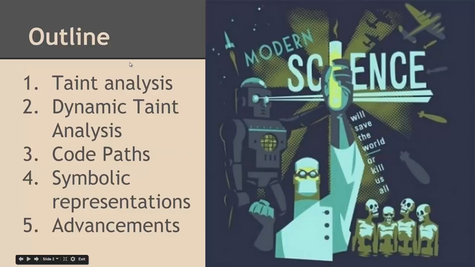We're going to go over taint analysis, and by extension of that, dynamic taint analysis techniques and how it works in general. We're going to revisit code paths and their importance. We're going to introduce symbolic representations with an example and some advancements in all of these topics and hybrid techniques in the state of vulnerability research and bug hunting.